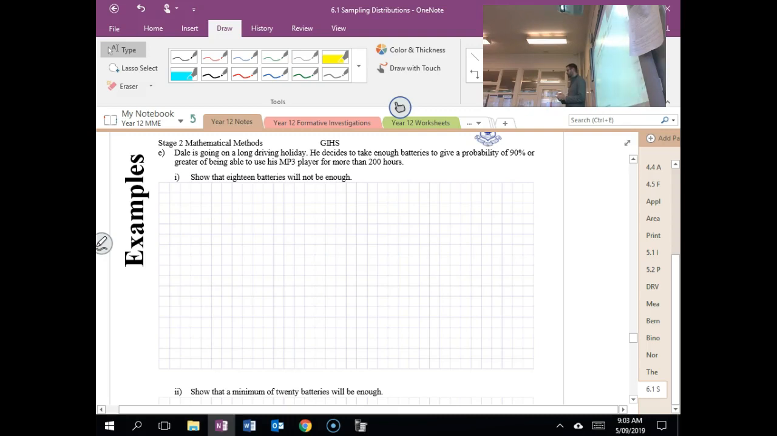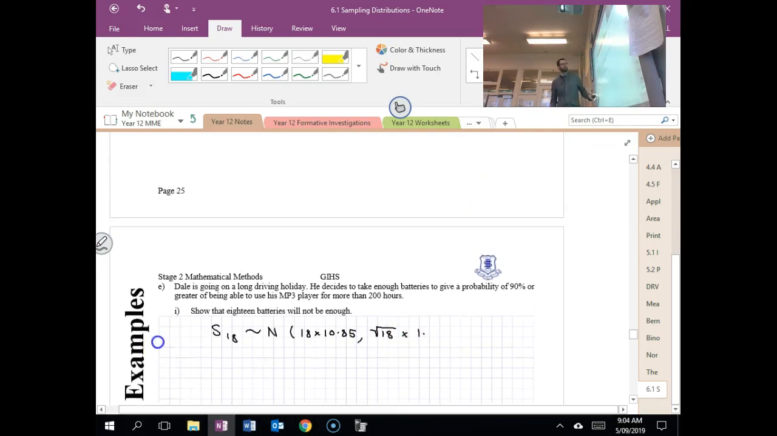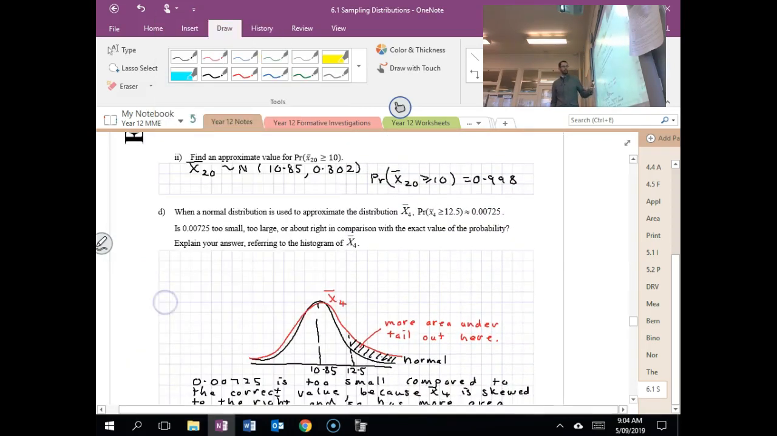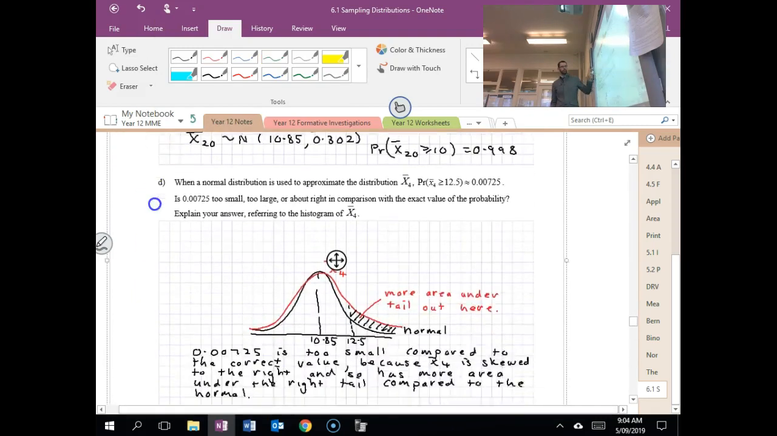Yep, sums. We're actually going to jump into a sum distribution. Now, to show that 18 batteries is not enough, it's going to have to be the sum of a sample of 18. And we can say that's normally distributed with a mean of 18 times 10.85 and a standard deviation of the square root of 18 times 1.35.